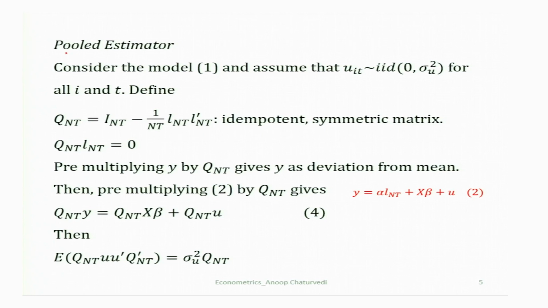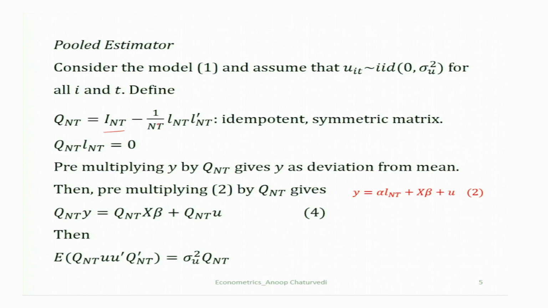So, first we consider the pooled estimator. We consider model 1 and assume that u_it are IID having mean 0 and variance sigma square u for all i and t. Then suppose you define the matrix Q_nt equal to I_nt minus 1 upon nt l_nt l_nt transpose.